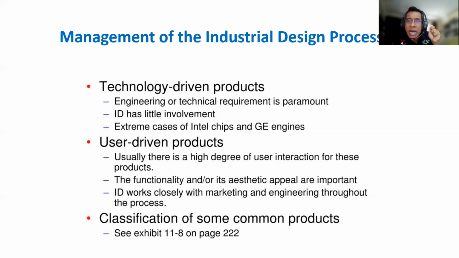For example, a hard disk drive in the computer. Normally we put a hard disk drive inside the computer. When you buy this product, you need to see its technical abilities, its specification, how many gigabytes, how fast. That is the criterion you use when you buy a hard disk drive. So that is called a technology-driven product. In this case, no matter how its ergonomics or aesthetics are, you are not concerned more about that.